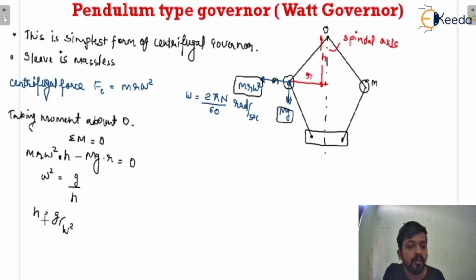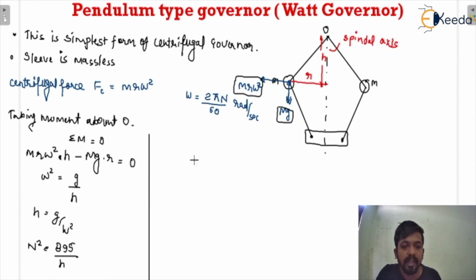If you want to write these equations in terms of the rpm, you will get N square is equal to 895 upon h. So from here you can get the value of the height of the governor.